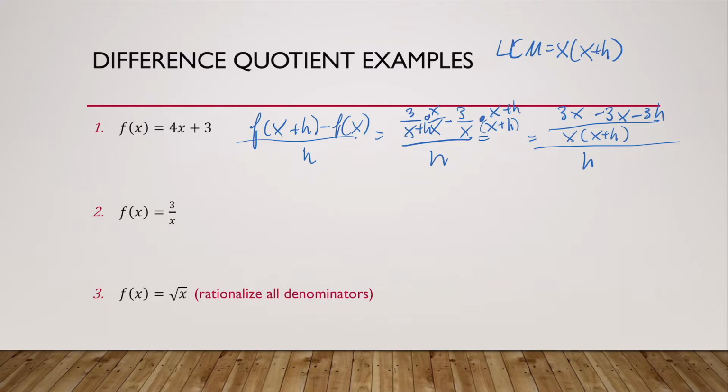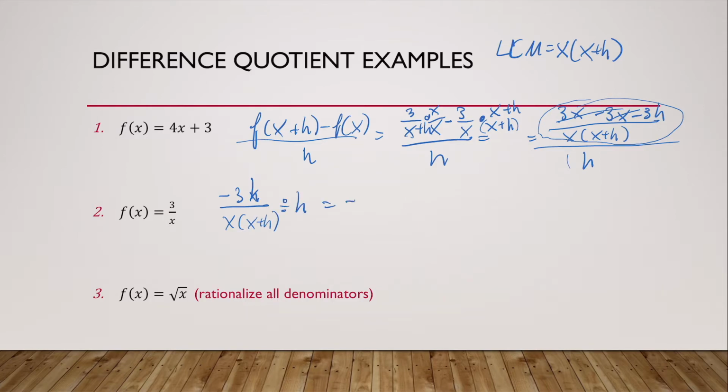What we're going to do to simplify this is take our top fraction divided by our bottom fraction. So I'm going to have 3x minus 3x. Those are going to cancel. So I'm going to have a negative 3h over x times x plus h, divided by h.